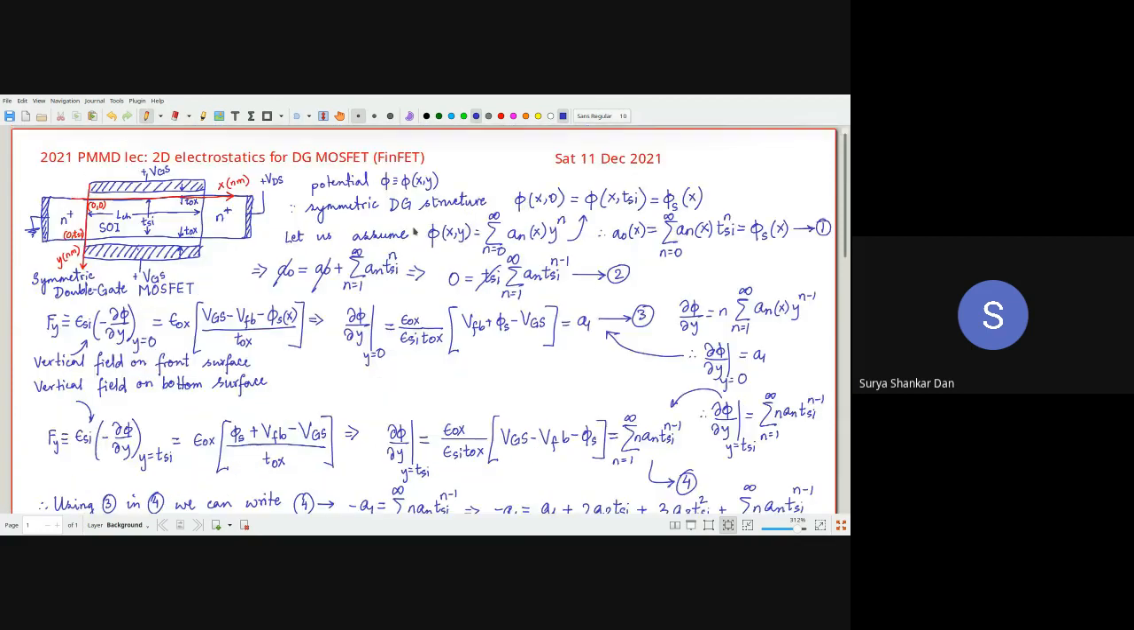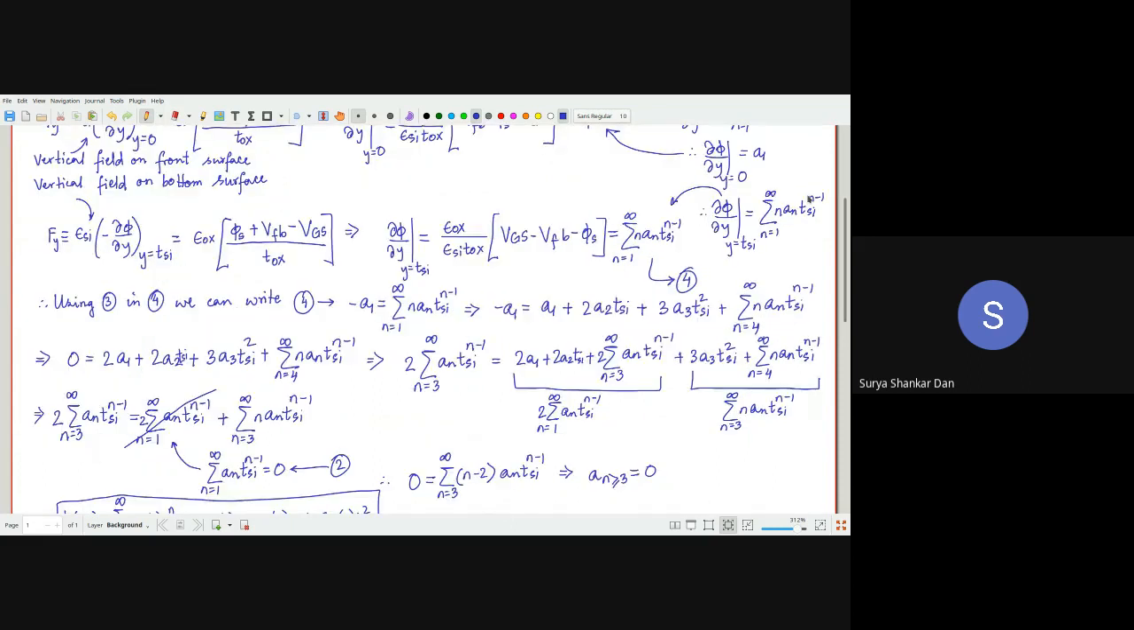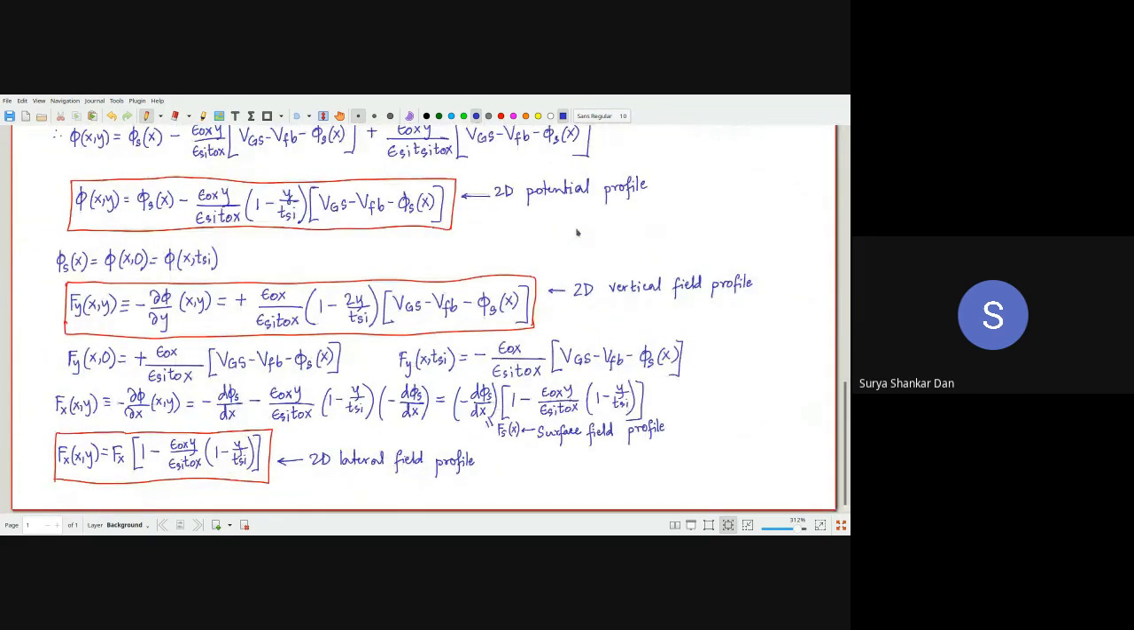So this is the surface potential. Let me write it. This is the surface potential. As I said, I'm following the surface potential based modeling throughout this course. If you notice, once we can get the value of surface potential, then we can easily obtain the values of the potential profile and the vertical and lateral field profile simultaneously.